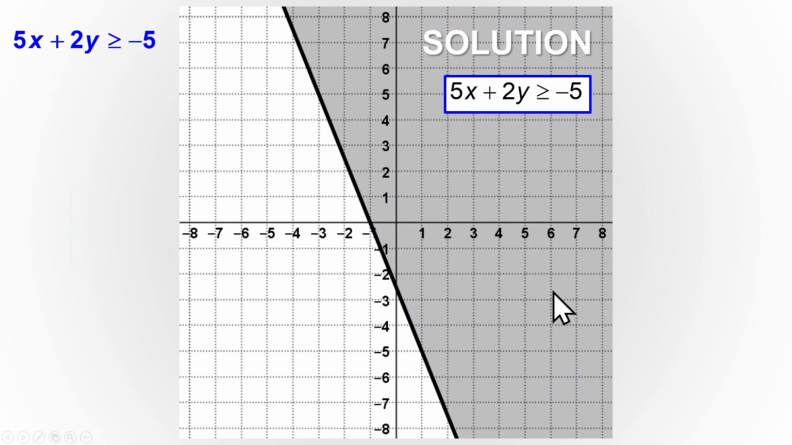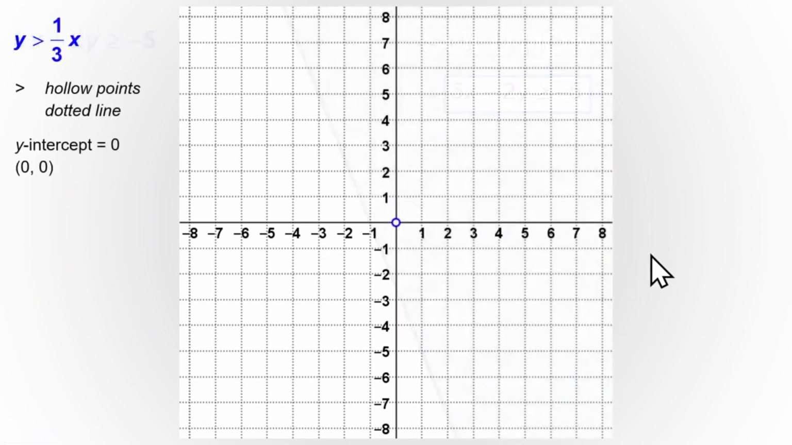One more inequality before we get to systems. y is greater than 1/3 x. Well, we got hollow points, we have a dotted line. In this particular situation, I do have a y-intercept, even though I don't see it. Because that could still be considered slope-intercept form, I could think of that as plus 0. And so because it's plus 0, my y-intercept is equal to 0, and I could draw the point (0, 0).